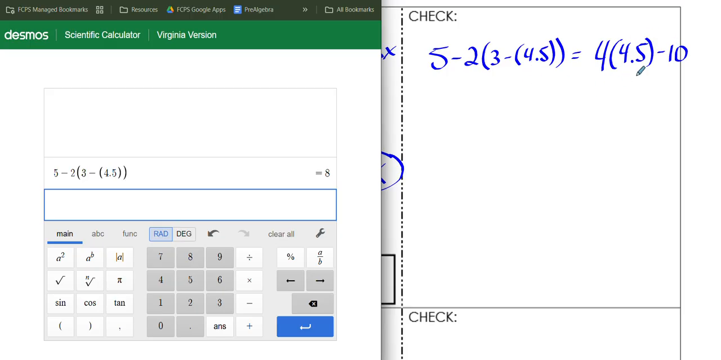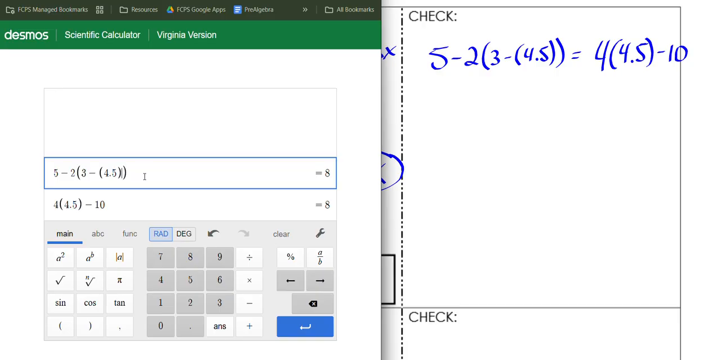Now I'm going to substitute 4.5 into that side. And hopefully it also equals 8. Oops. So since I got the same number, when I substitute 4.5 in on both sides, that has to be true. Maybe a simpler way to do this is actually not even substituting it in by hand, just typing exactly what you see.